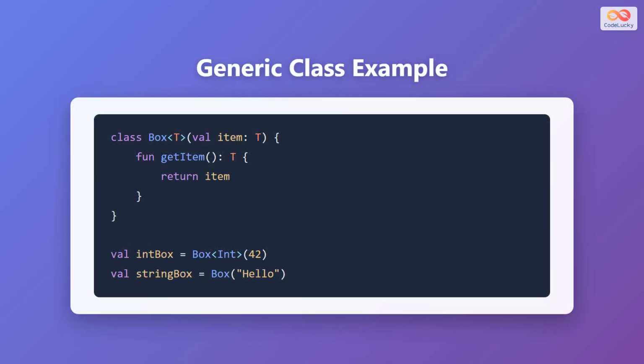Let's look at a practical example. Here we define a generic class called Box with a type parameter T. The class takes an item of type T in its constructor and has a function getItem that returns the item. When creating instances, we can specify the exact type we want. For example, we create intBox with type Int and pass 42, and stringBox by passing the string "Hello". Notice how the same Box class works with different types, providing complete type safety for each instance.